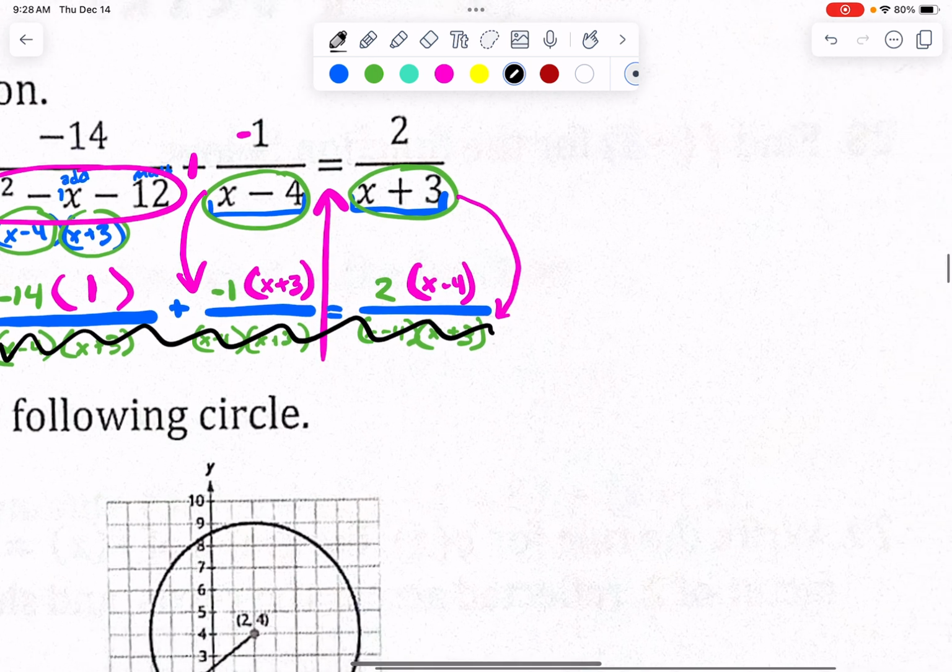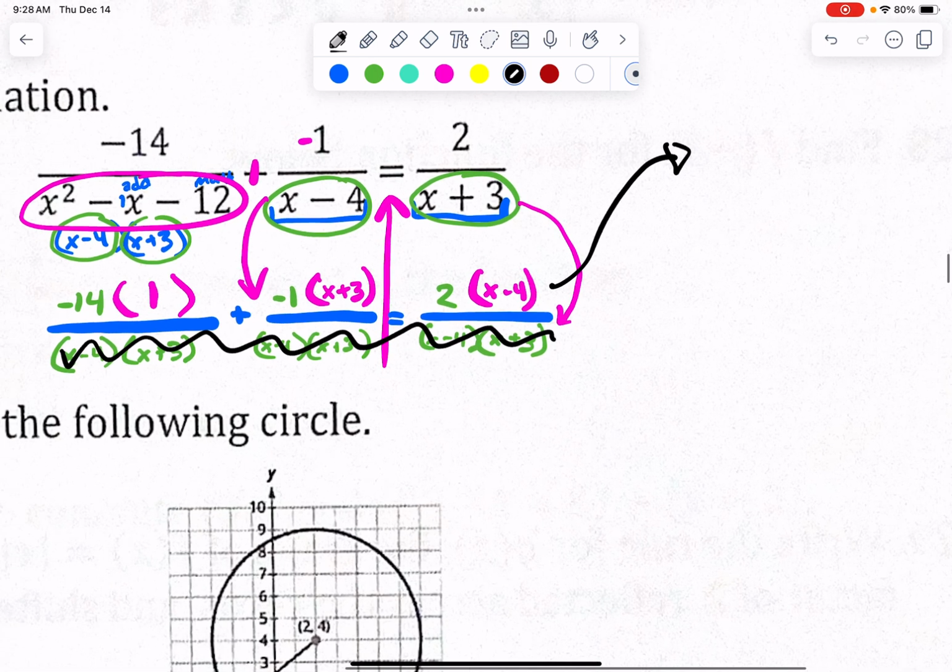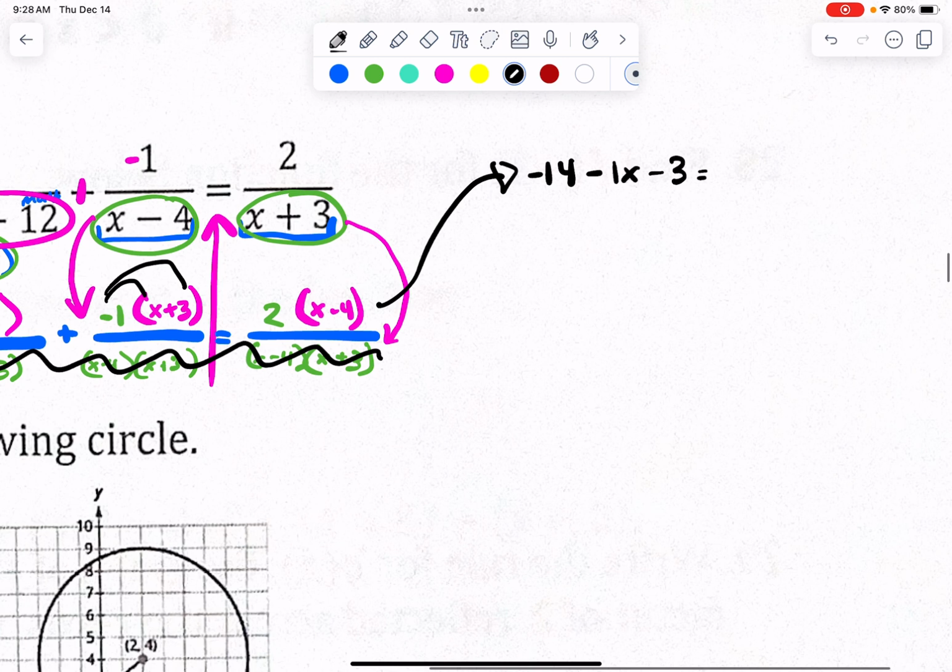And then I'm just going to solve. So I'm going to put this stuff over here. I have negative 14 times 1, which is negative 14. I have to distribute my minus 1 through. So minus 1x minus 3 equals, and then distribute my 2 through. So 2x minus 8. If I'm going too fast, please pause.